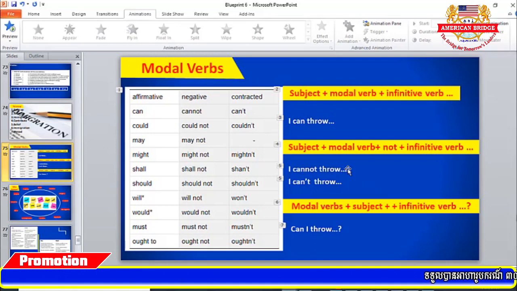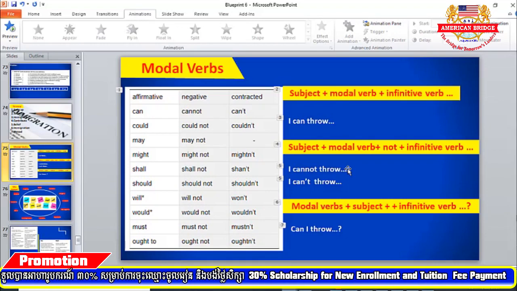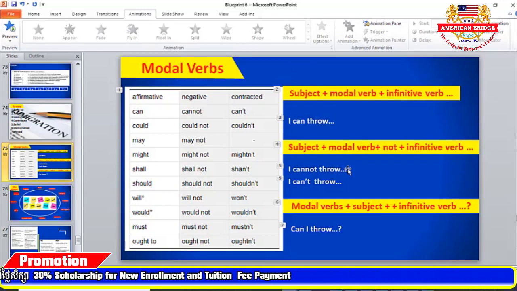Teacher is now talking about the active tense, not passive. Passive can be used with verb 3, but in the active we use only verb 1, without changing anything to s, es, ing, or ed. We keep the verb original with the modal verb.